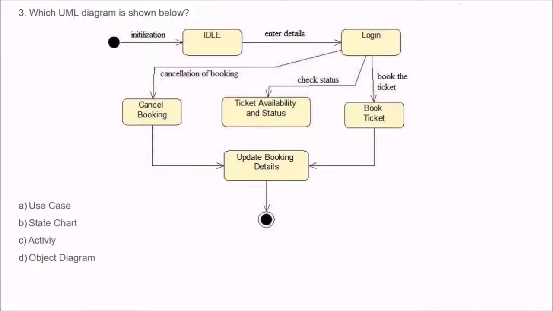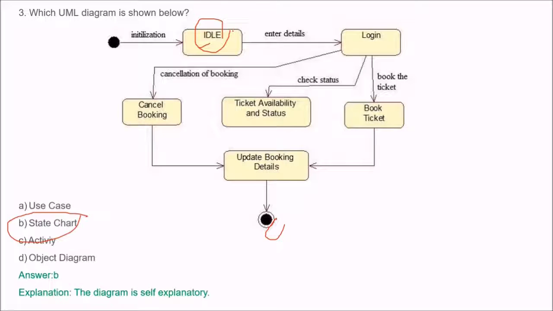Which UML diagram is shown below? Say initialization, there is an end, and the system is idle, you log in, book ticket, check status, cancel booking. What kind of UML diagram is this? If you are aware of UML diagrams, you will answer it in a straightforward manner. The answer is B, this is a state chart. Once you see idle, you should really say that this is a state chart, because different states are being displayed here.